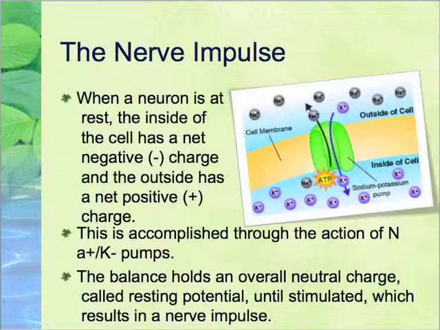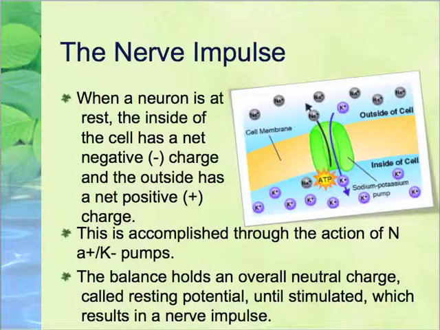A nerve impulse occurs when basically the ionic balance or the charges of a nerve become unbalanced. When a nerve is at rest, the inside of the nerve has a net negative charge, and the outside of the nerve has a net positive charge. And that's kind of confusing, but ultimately what we really care about is we have sodium-potassium pumps, which we talked about way long time ago.